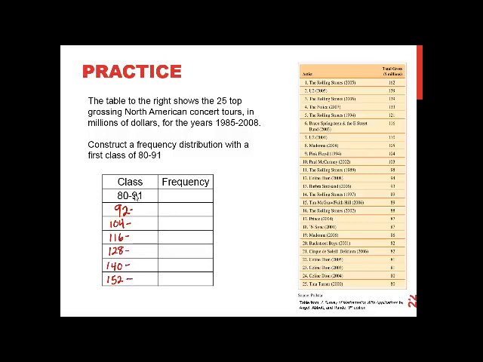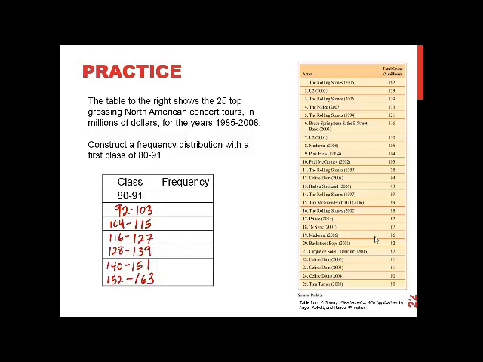Alright, now if I add 12 to 91, I get 103. And as a double check, you'll see that we go from 103 to 104. So if I add 12 to 103, I get 115, and as a double check, we go from 115 to 116, and so forth. 127, 139, 151, and 163. At this point, let's check our frequency.